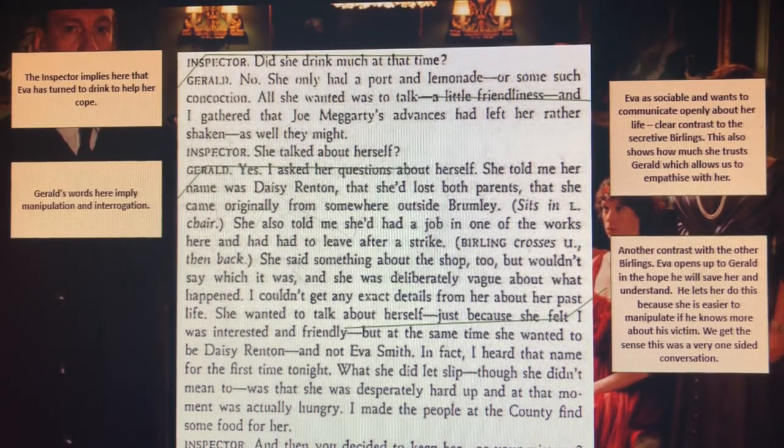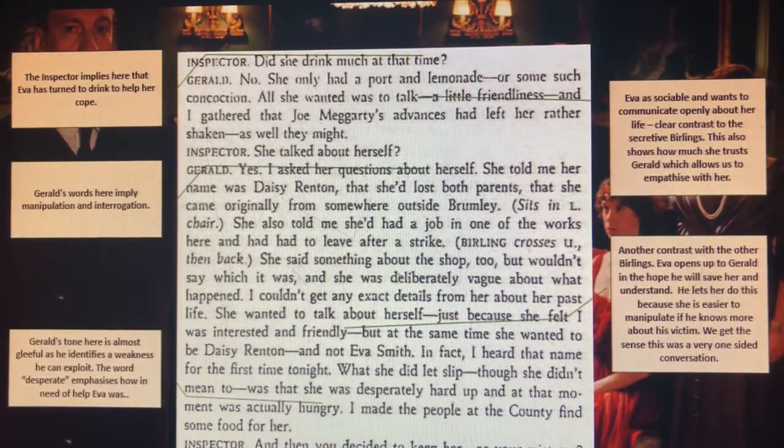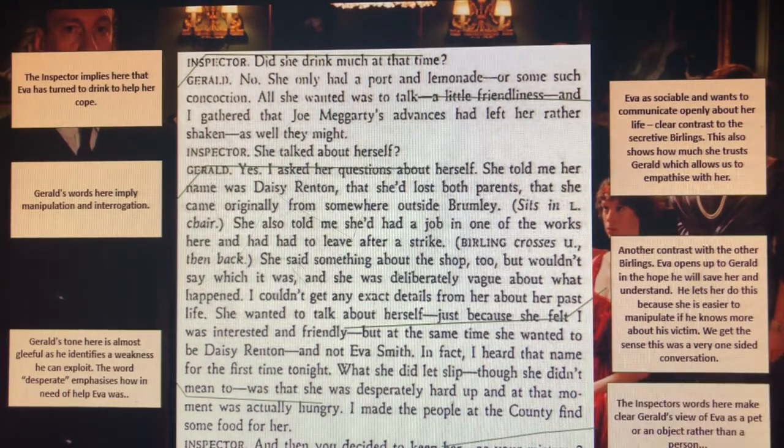We get the sense this is a very one-sided conversation. Gerald's tone here is almost gleeful as he identifies a weakness he can exploit. The word desperate implies how in need of help Eva actually was. The inspector's words at the end of this extract make clear Gerald's view of Eva as a pet or an object, rather than a person. He says to Gerald, and then you decided to keep her.